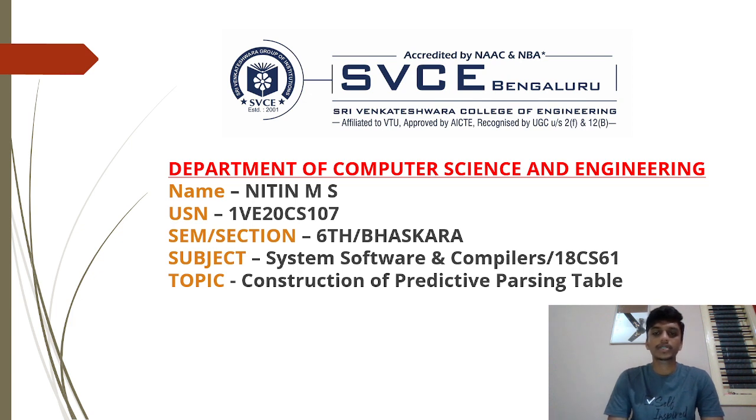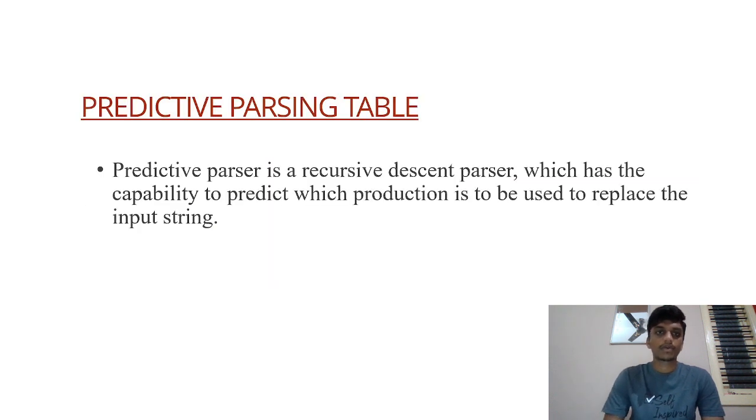In this video, I am going to discuss the topic of construction of the predictive parsing table. A predictive parser is a recursive descent parser which has the capability to predict which production is to be used to replace the input string.